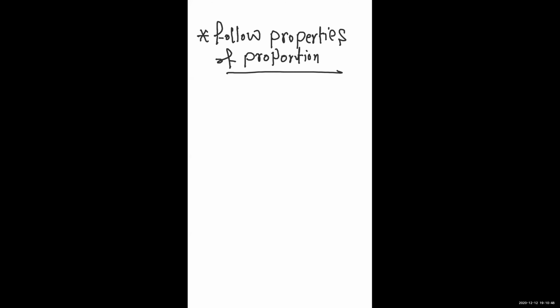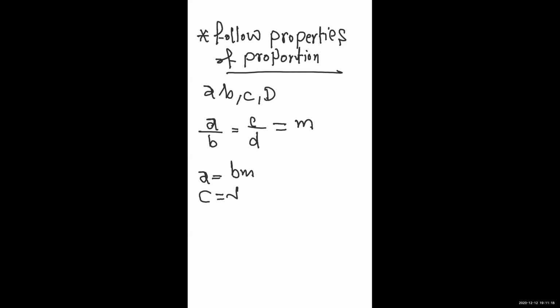Okay, if there are proportional quantities like A and B and C and D, they are proportional. So we are going to assume that A over B equals C over D equals a constant, which is M, for example. So now A equals BM and C equals DM. It's just cross multiplication: A equals BM and C equals DM.